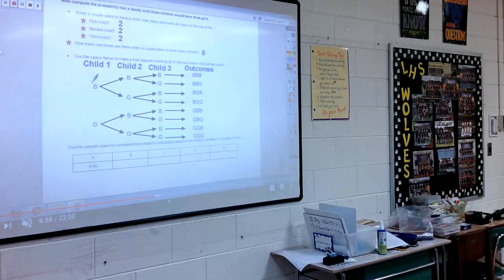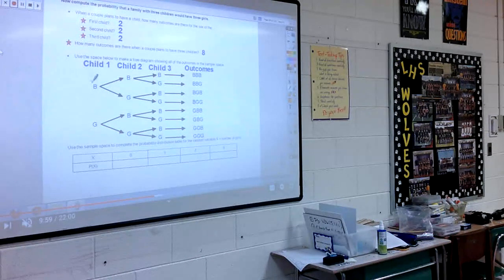So we're going to compute the different probabilities. How many outcomes are there for the first child? Well, there are 2. There are 2 outcomes for the second child, and 2 outcomes for the third child. So 2 times 2 times 2, or 2 to the third power, tells us that there are 8 different outcomes. So we kind of go back to chapter 5 here. Looks like we're making our tree diagram.